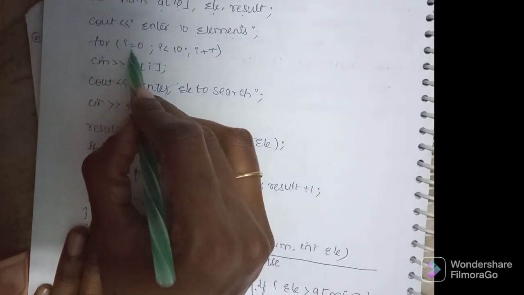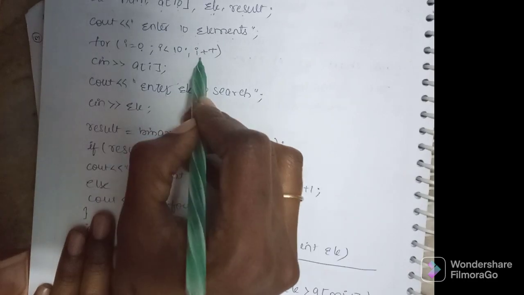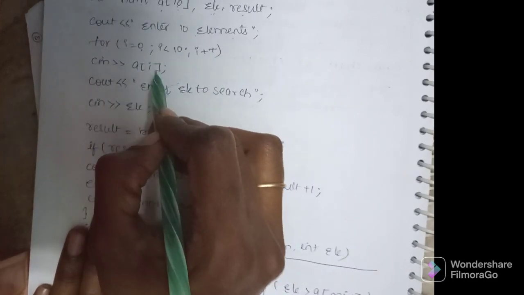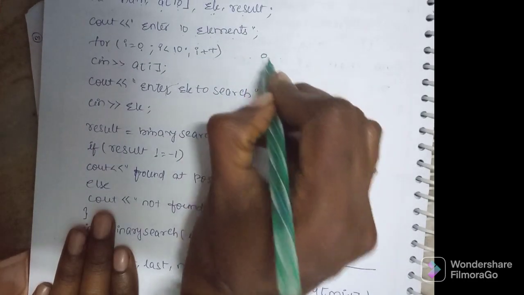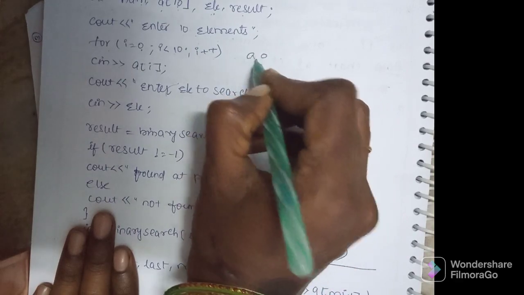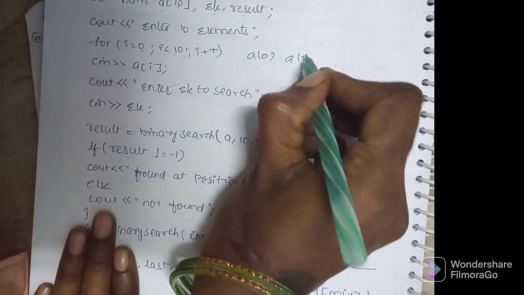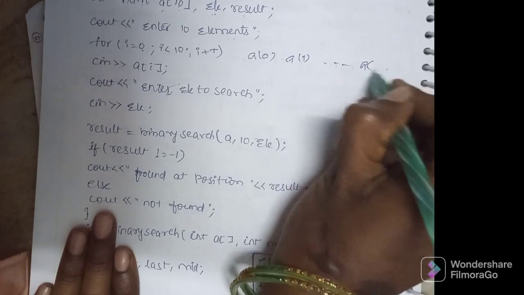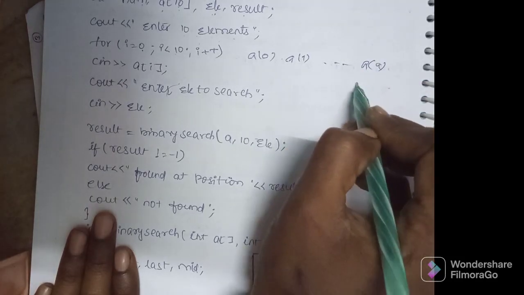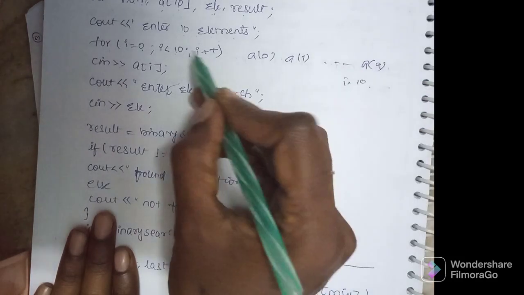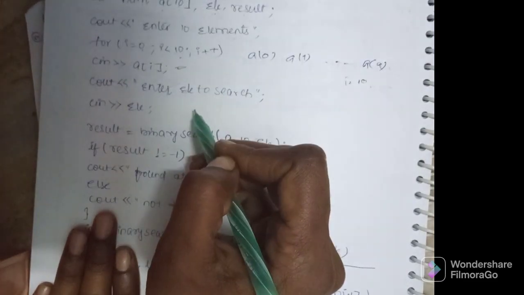for i = 0; i < 10; i++, cin >> a[i]. So each and every time the loop changes, the value is entered into a[0], a[1], and so on until a[9]. Now when i becomes 10, the condition is false, control will never accept a value and it comes out of that.